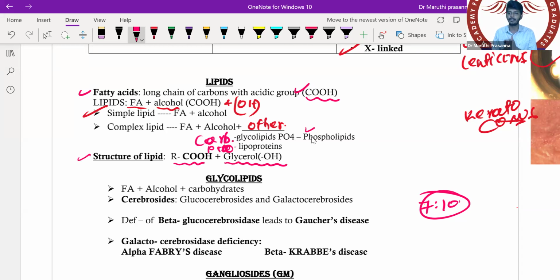So we have complex lipids which we need to discuss, such as glycolipid. What is glycolipid? Glycolipid is a combination of fatty acid, alcohol and carbohydrate.